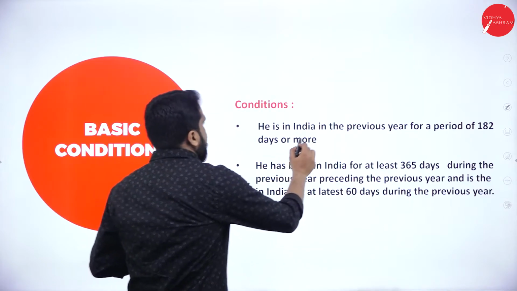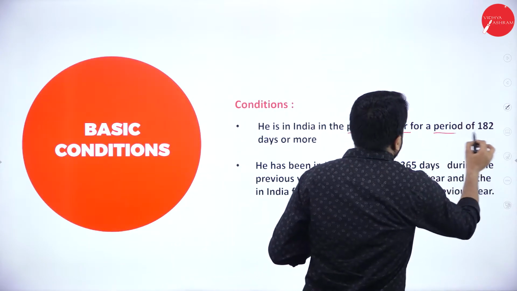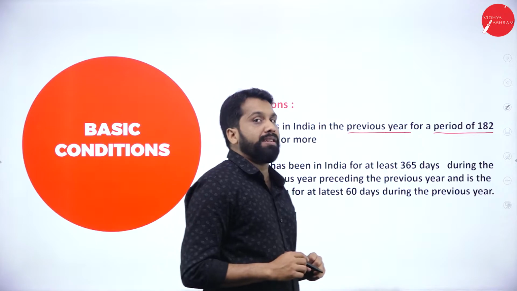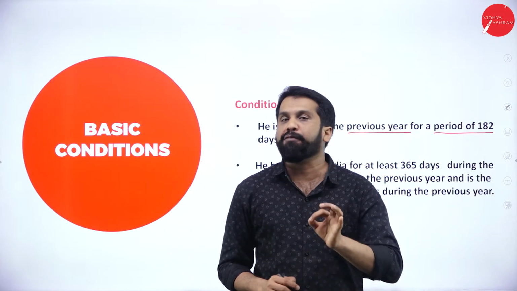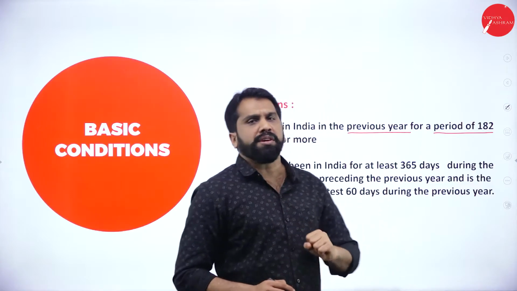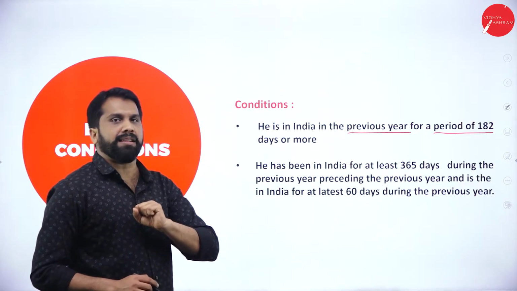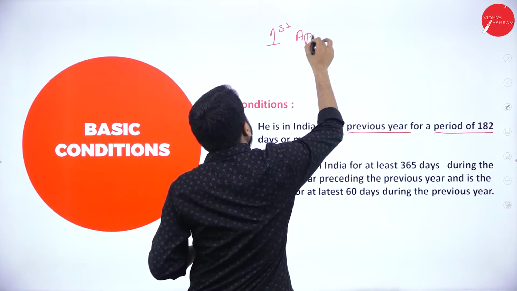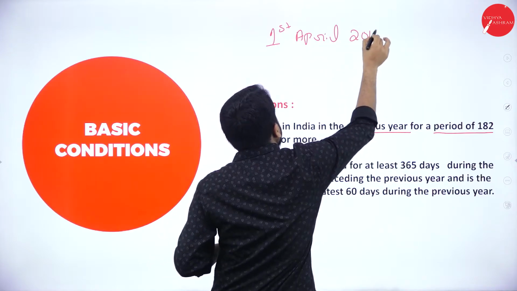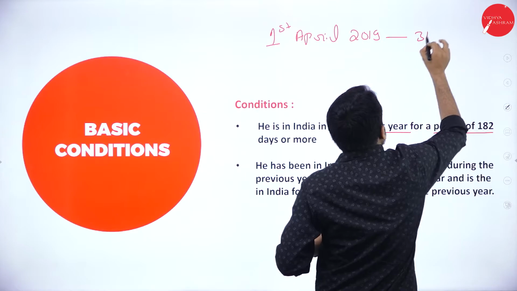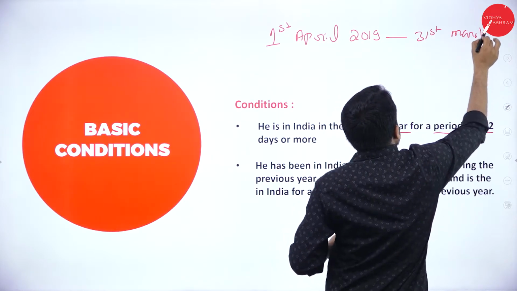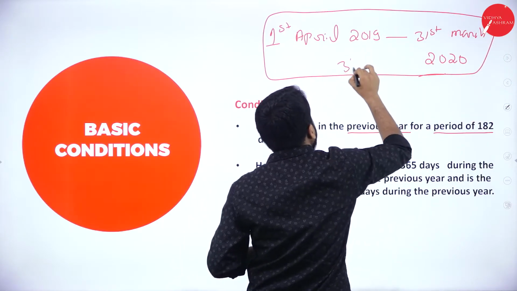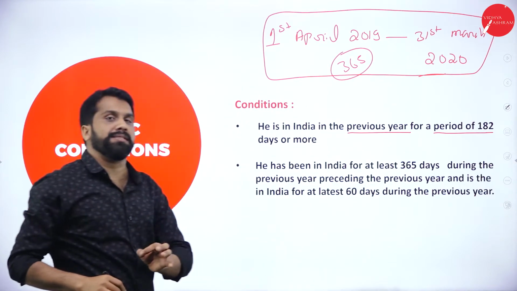He is in India in the previous year for a period of 182 days. He must be in India for how many days? He must be in India for 182 days. How to calculate 182 days? Simple calculation: the year begins on 1st April. We'll take the example of 1st April 2019 to 31st March 2020. This we call a complete 365 or 366 days.